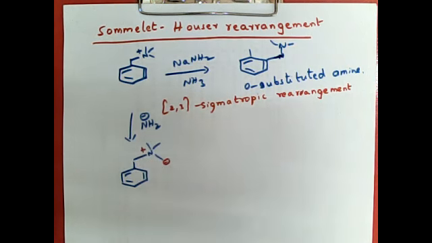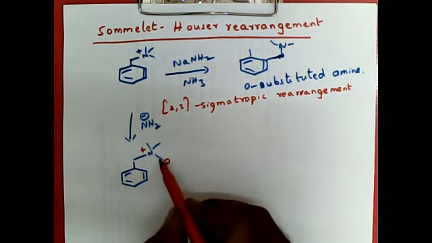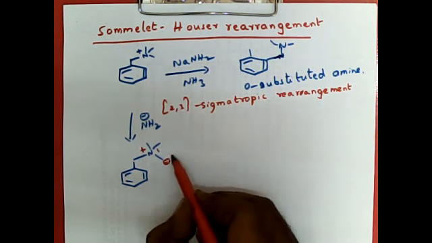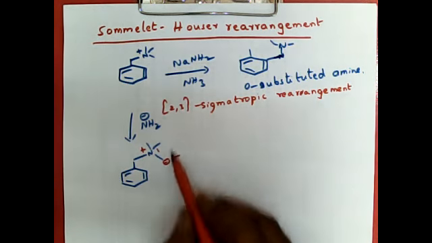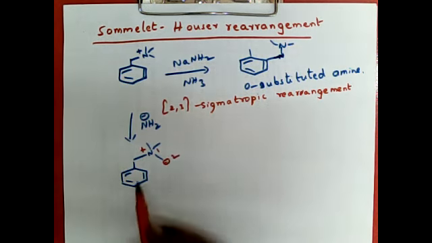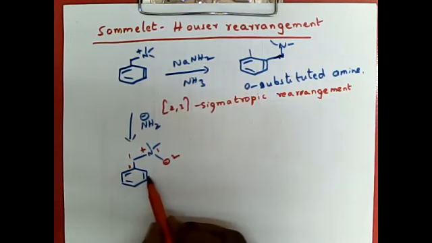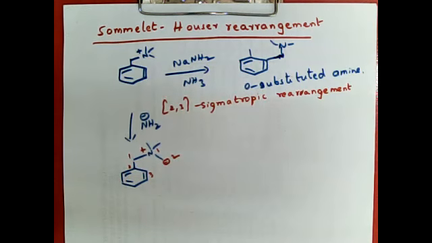So this halide will undergo 2,3 sigmatropic rearrangement. What is 2,3? This is the 1,2 system. So 2. This is the 1,2 system. 1, 2, 3. This is 3. So 2,3. It is a 2,3 sigmatropic rearrangement.